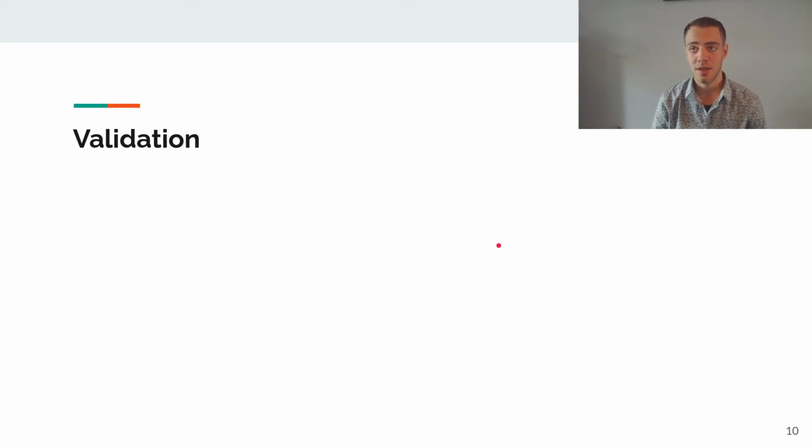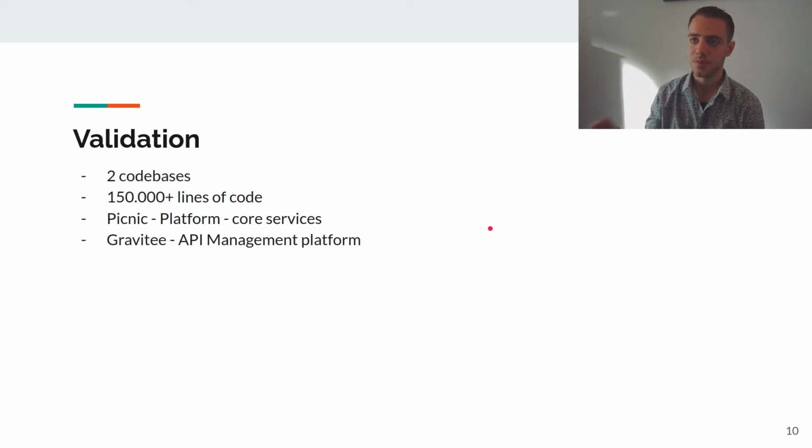Then the validation. During the demo you saw it on one small class, but we actually ran the migration validation on 2 big code bases. Both code bases have over 150,000 lines of code. We have a code base provided by the industry, and a code base provided by an open source repository.